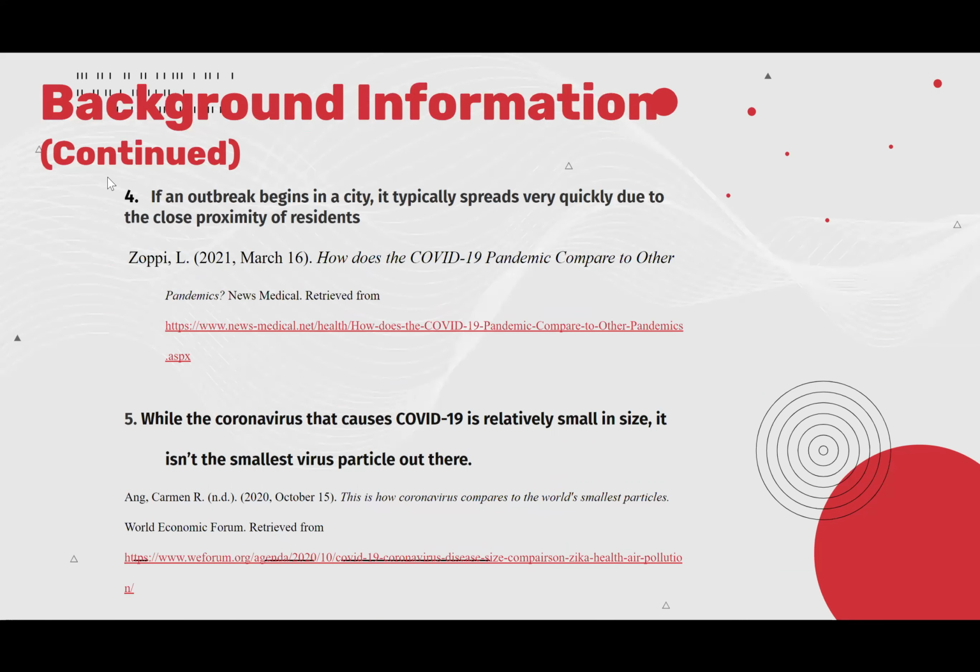Fourth piece, if an outbreak begins in a city, it typically spreads very quickly due to the close proximity of residents. Fifth, while the coronavirus that caused COVID-19 is relatively small in size, it isn't the smallest virus particle out there.